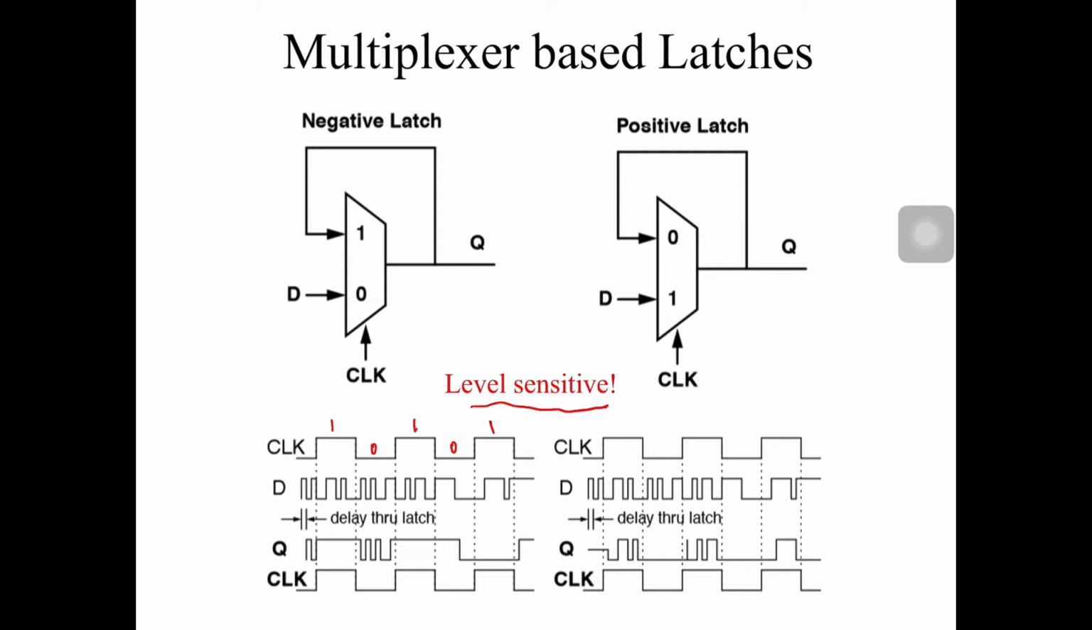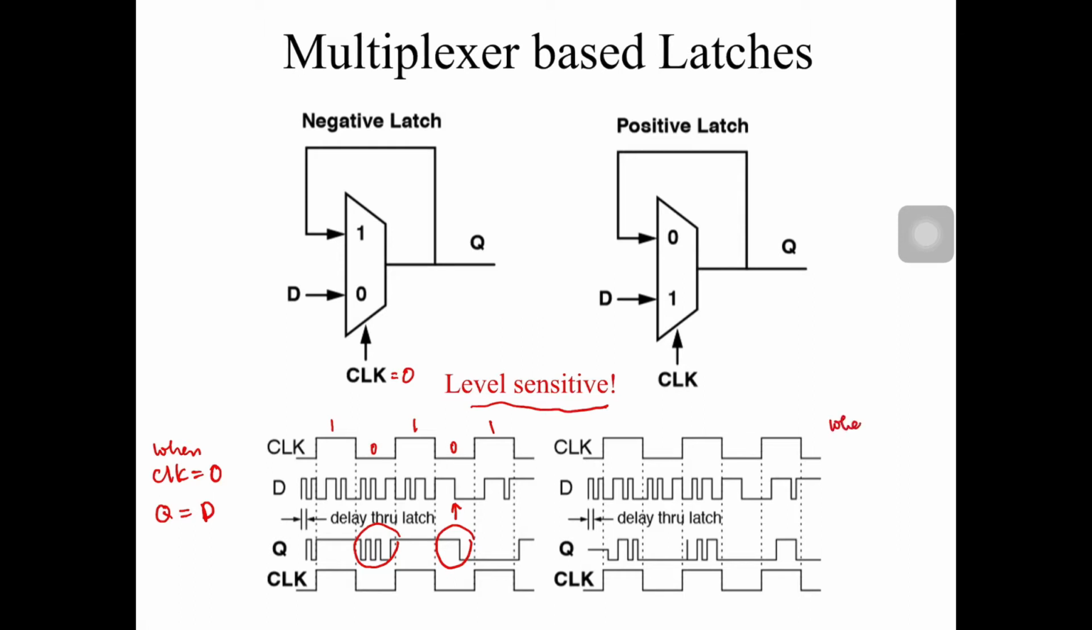Let's look at what happens here. When the clock is high, Q will not take the value of D; it holds the previous value. This multiplexer is active low, so whenever the clock is 0, the output goes through and Q follows D. So when clock equals 0, Q equals D.